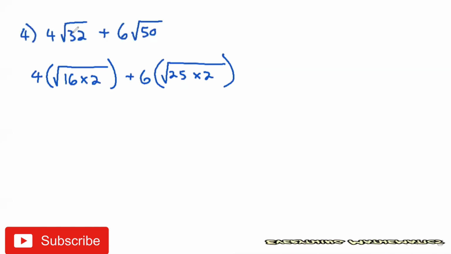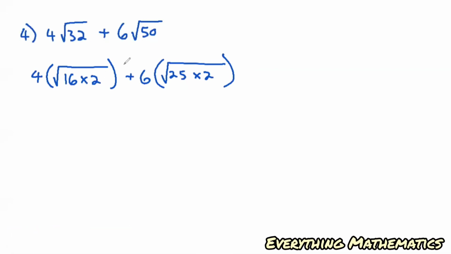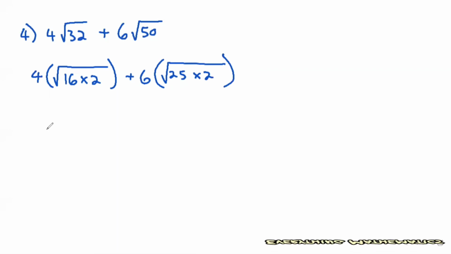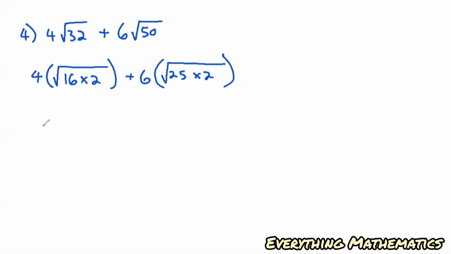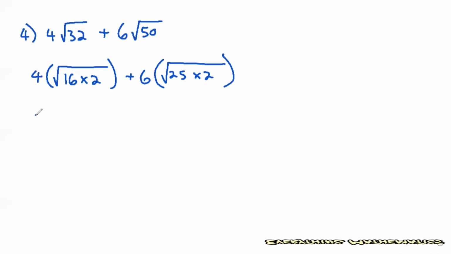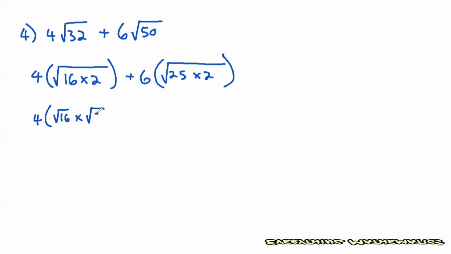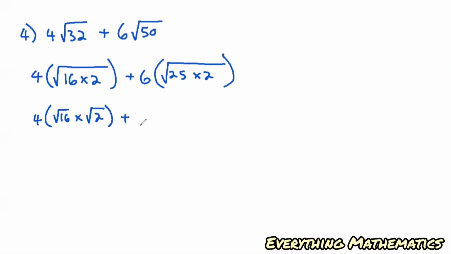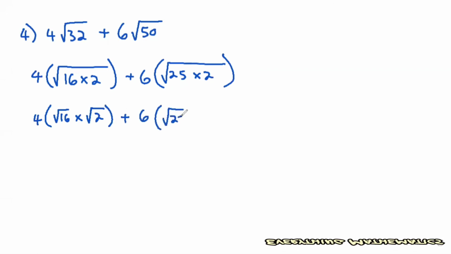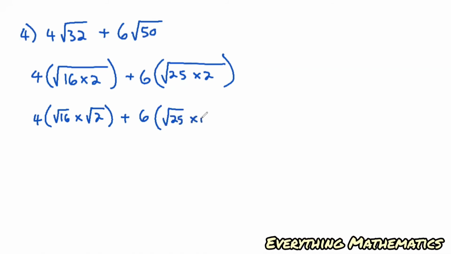So again, what I'm doing inside of the bracket is basically applying rule 1. Of course, at higher levels, we could just skip all this and jump straight to it because we could see it. But when we're learning, we have to go through the whole procedure. So this is the same thing as 4 into root 16 multiplied by root 2, plus 6 all multiplied by root 25 times root 2.